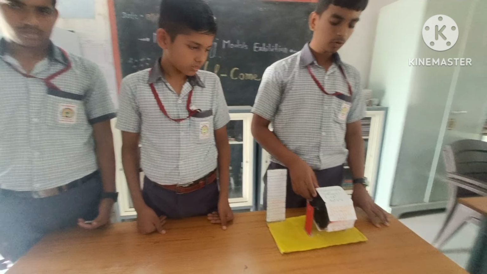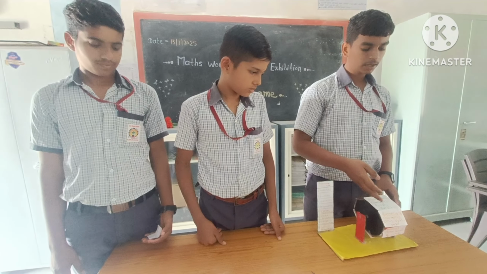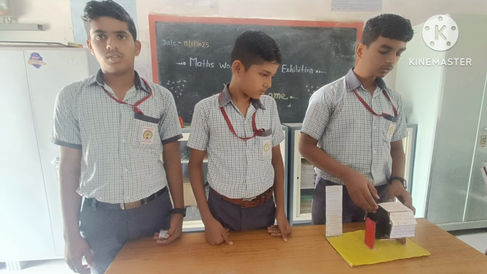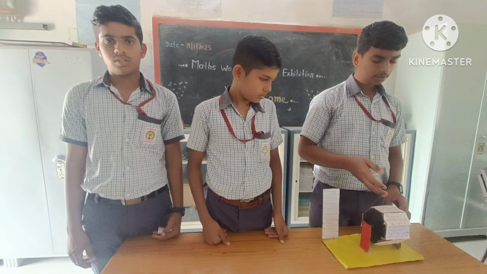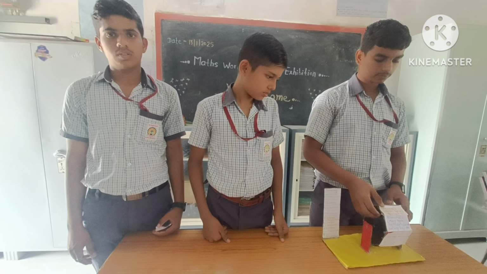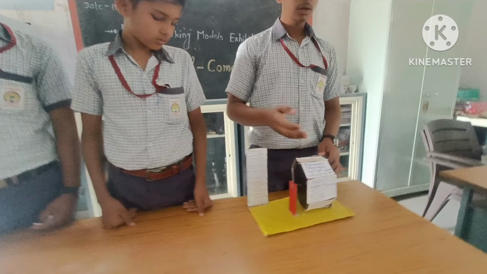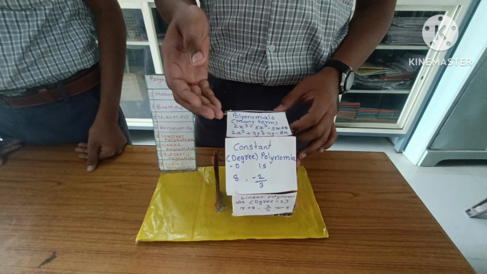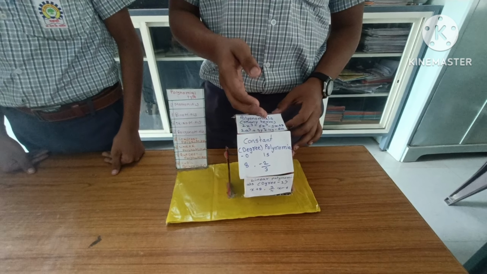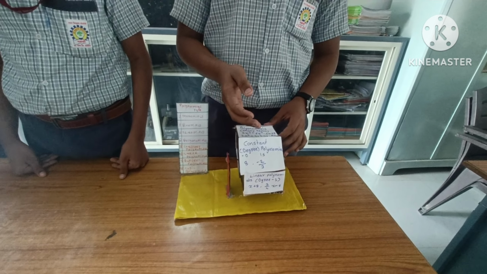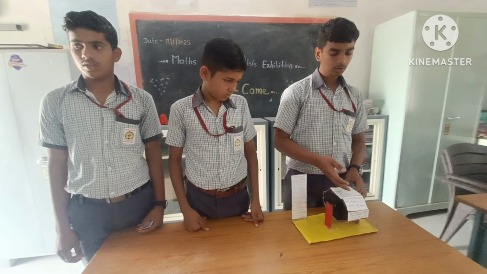And examples: monomial, 1 term: 6, 4x cube, 5a square b square. Binomial, 2 terms: a plus 4, 6x plus 2y. Trinomial, 3 terms. Polynomial, many terms: 2x cube minus 3x square minus 5x plus 5, 2a plus 3y plus 4y minus 8a.